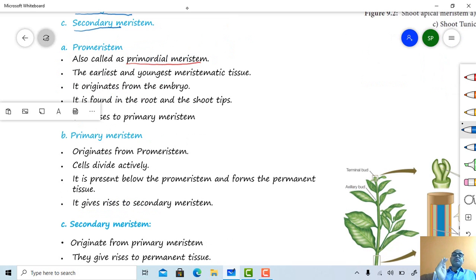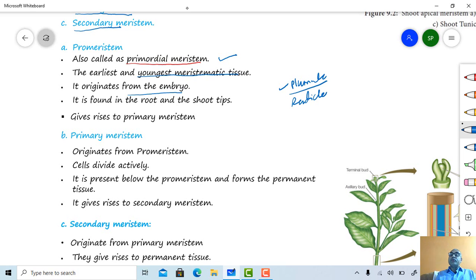What is promeristem? This promeristem is also called the primordial meristem. It is the earliest and youngest meristematic tissue, and it originates from the embryo. The embryo itself contains the region of plumule and radicle. Plumule is the region present within an embryo which gives rise to the shoot system, while radicle is the region in the embryo that gives rise to the root system.